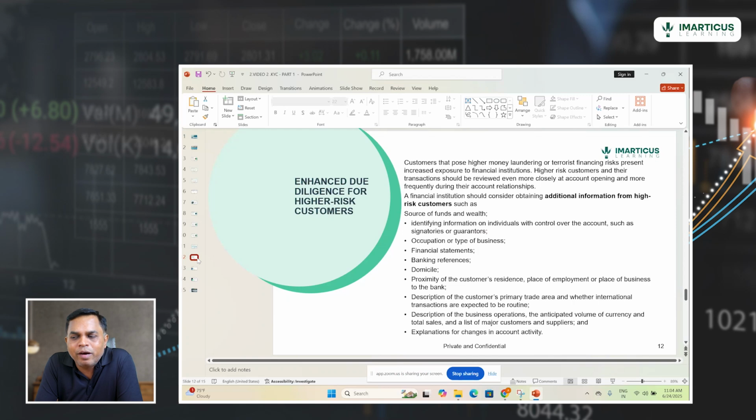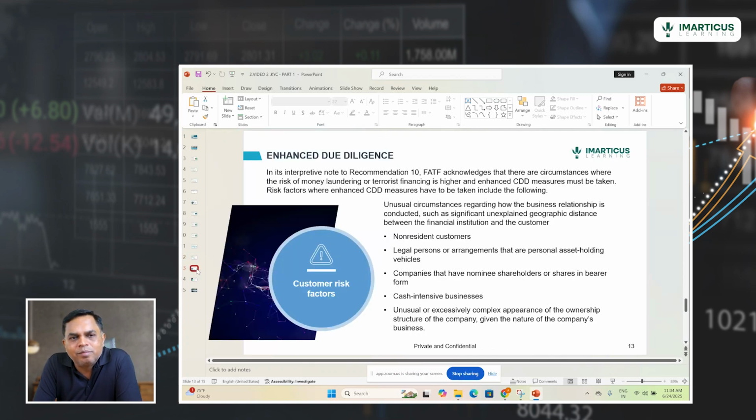Now, this is required primarily for high risk clients. If the bank feels that a client is high risk, then they have to perform additional due diligence. Along with the due diligence, they have to perform the source of fund check and the source of wealth check. Enhanced due diligence is done for customers whom the bank deems high risk.